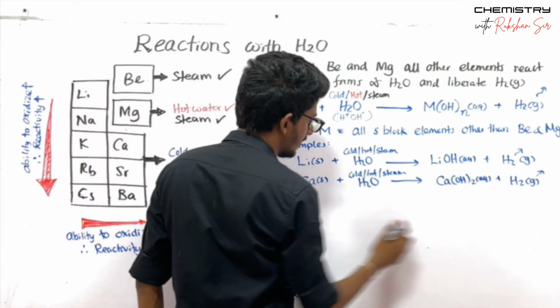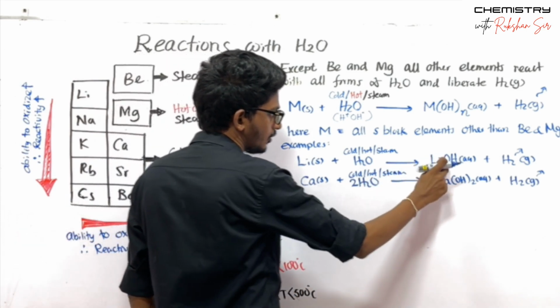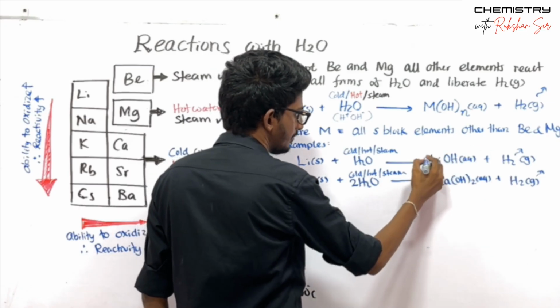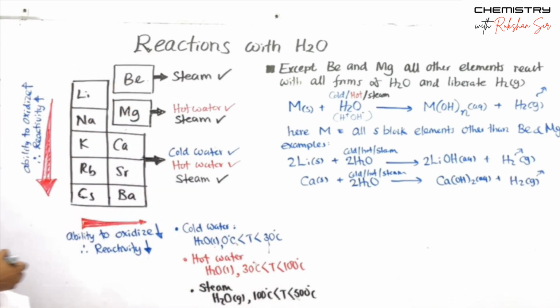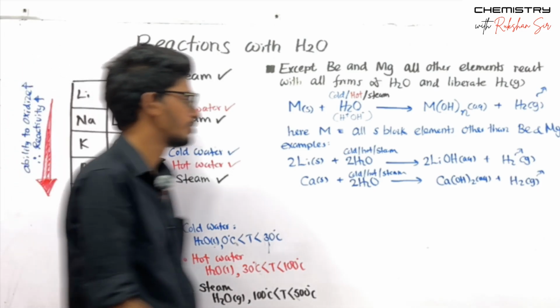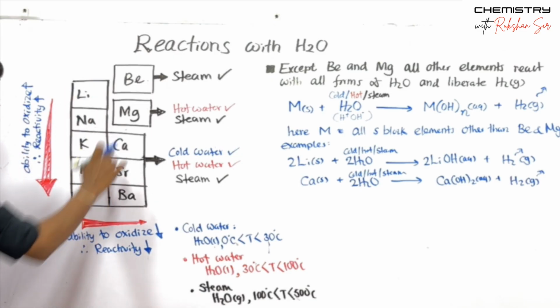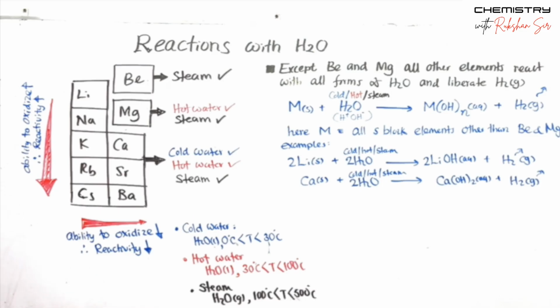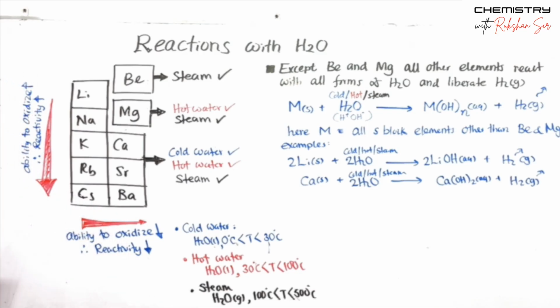So balancing is not that hard. Four hydrogens are there, so 2 is needed here. There is balance for this one. So maybe 2 is needed here to come up like this. This is how these guys will react with all forms of H2O in the A-level syllabus. These more reactive guys will react. Okay, let's discuss the magnesium scenario.